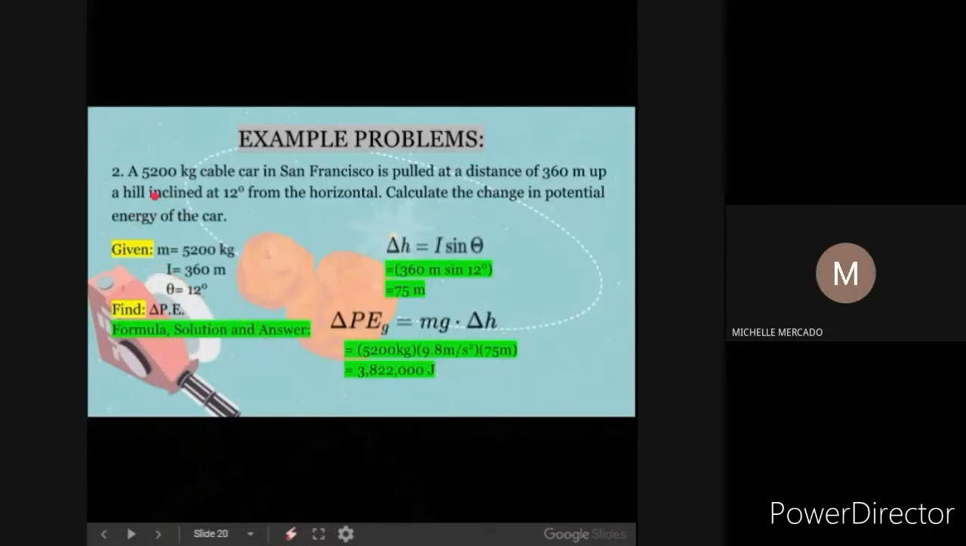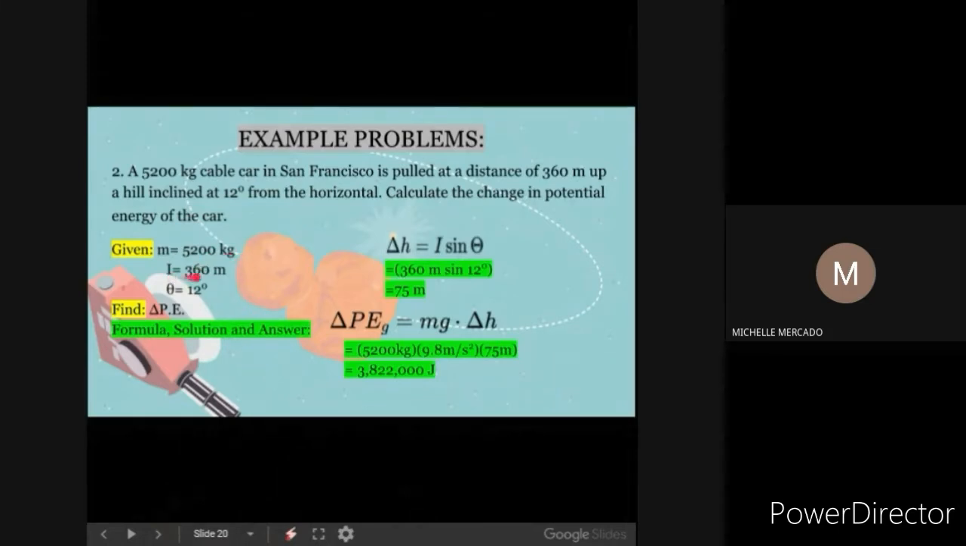So a 5,200 kilogram cable car in San Francisco is rolled at a distance of 360 meters up a hill inclined at 12 degrees from the horizontal. Calculate the change in potential energy of the car. Again, identify the given. So, ang given mass po natin is 5,200 kilogram.